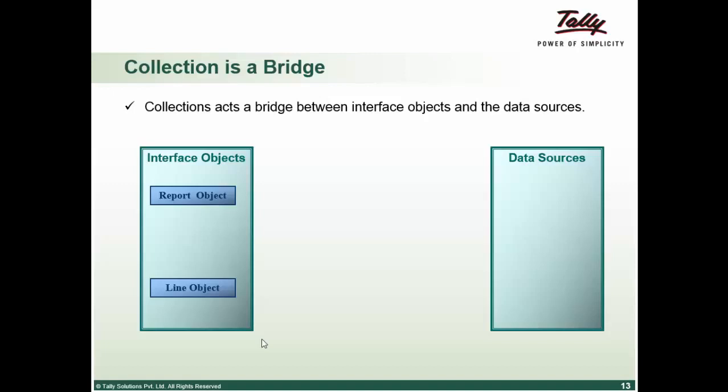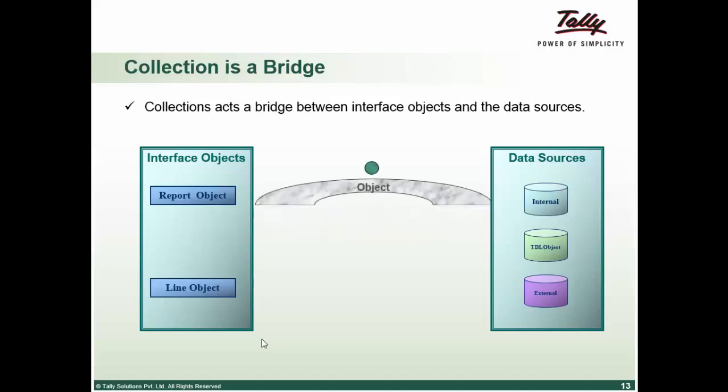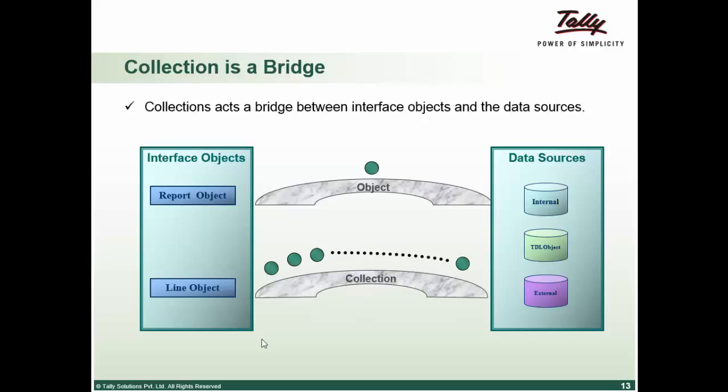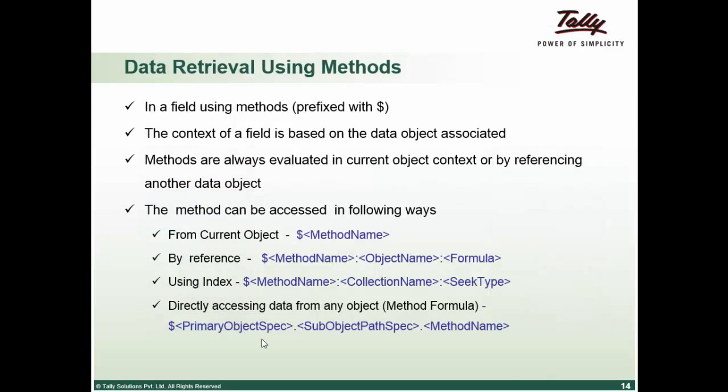So collection acts as a bridge between the interface objects and the data sources. The data sources could be internal, TDL object, and external. When the interface object report has to get connected to the data source, it is via an object. However, when a line object has to be associated to the data source, it is through a collection, that is a group of objects. So that's how the data source gets connected.